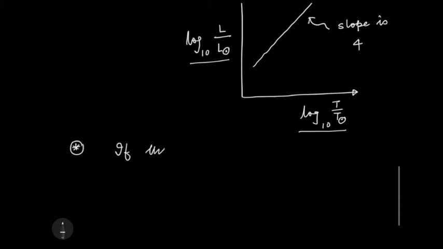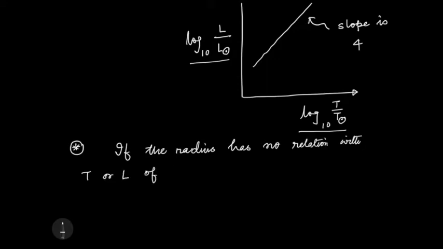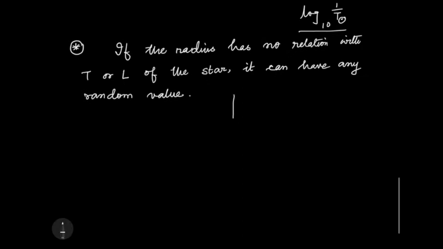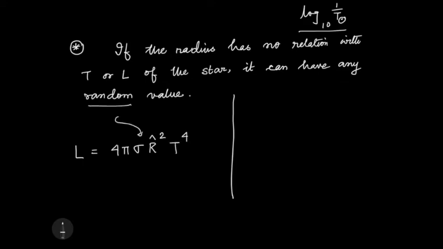The other case, if the radius has no relation to T or L of the star, it can have any random value. So in this case, what will I see? L, remember, is now 4 pi sigma. I put a hat over R, this hat is for random, T to the 4. Because that hat is making it random, so if I plot now T versus L, I will get completely scattered points.